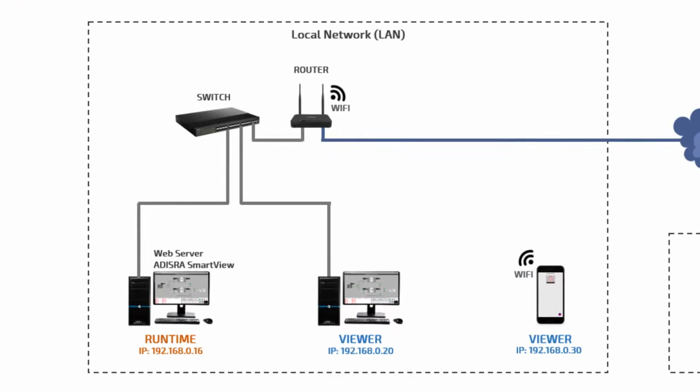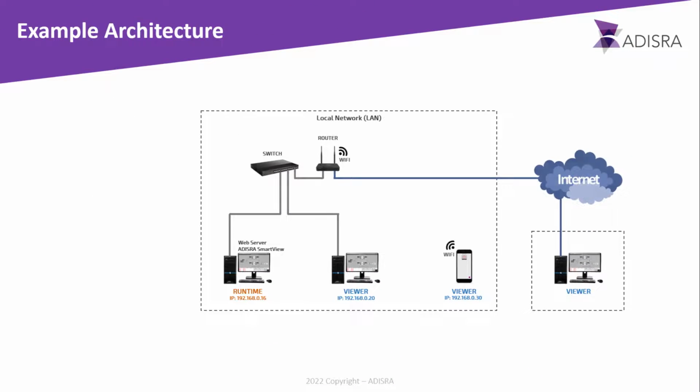ADISRA SmartView allows viewing a web application on a smartphone, through an internet browser or using the ADISRA application. To install the ADISRA app, follow these steps. Download the app via the link available in the video description. Then make sure the smartphone is on the same local network as the IIS server.